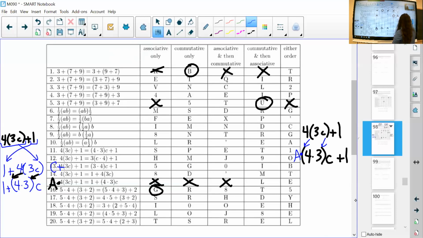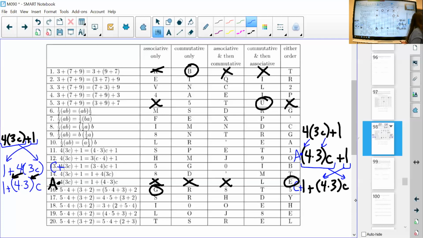And then we can swap these two things. Swapping the order. So this is commutative. 1 plus 4 times 3c. That is the commutative of addition. So either order, I could do it C and then A, I could do it A and then C. Notice that it's always associative of multiplication for this particular problem, always commutative of addition for this particular problem, but I could do them in either order. So the answer is right there.